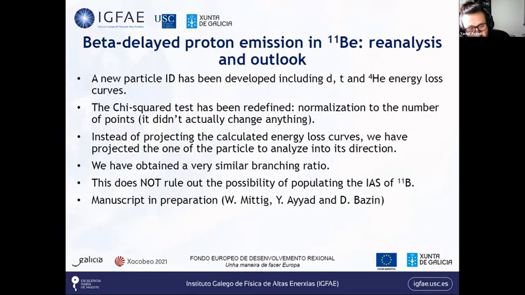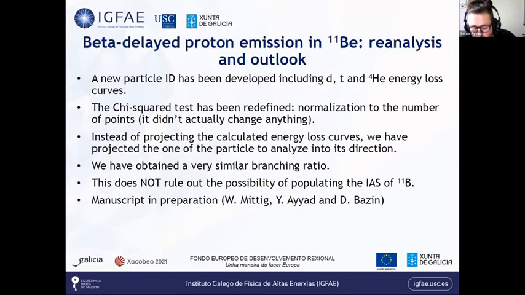Just to summarize this part and almost to conclude, we have this new particle ID, and one of the criticisms we got is that the chi-square test that we used was not properly done. We redid it according to the criticism, and we obtained more or less the same result. These are just details about the analysis that I could share if someone is interested, but I'm not going to explain them here. We are preparing a long publication explaining all the steps that we did for the analysis.